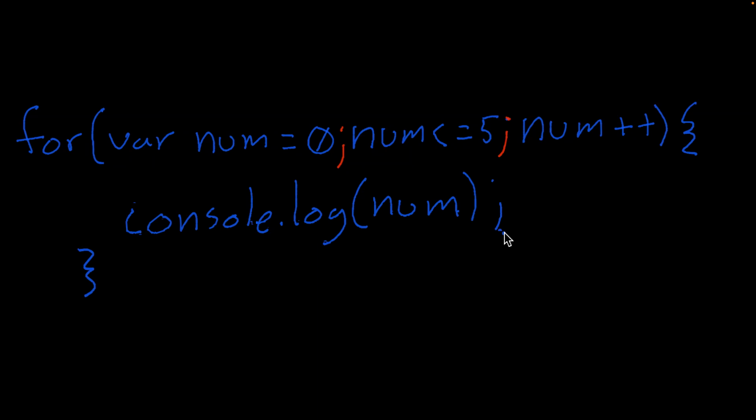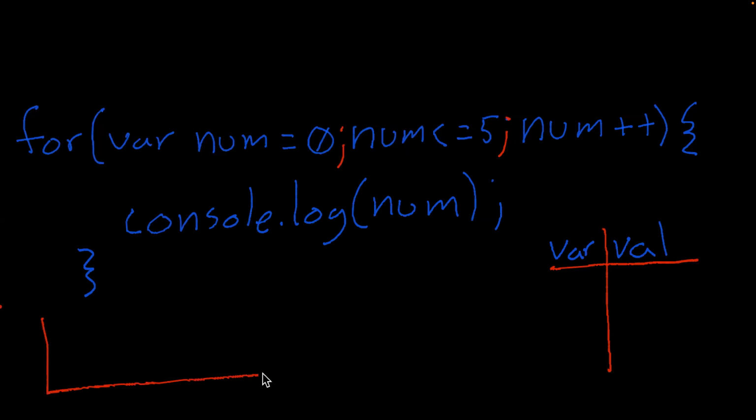Okay, let's write our T diagram. On the left is our variables. On the right is our values. And let's write the console section here. Okay, so step 1. We read it from left to right. So we're reading for var num equals 0. This is step 1. This here.